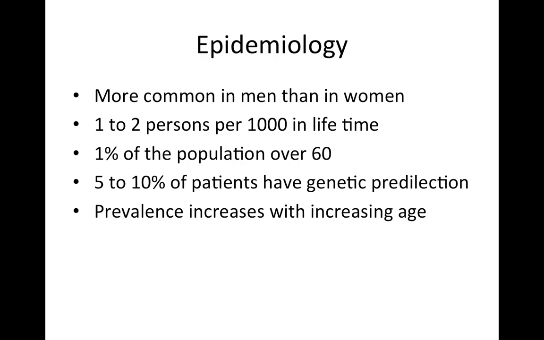Coming to the epidemiology, more common in men than in women. It is said 1 to 2 persons per thousand in one's lifetime. It occurs involving 1% of the population of over 60 years. And there is genetic predilection in 5 to 10% of the patients. They give the history of genetic factor. It has been found that prevalence increases with increasing age.